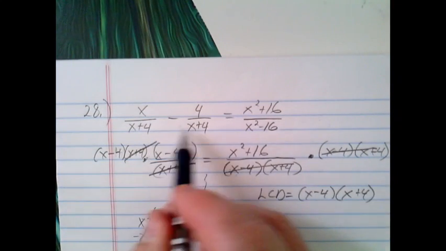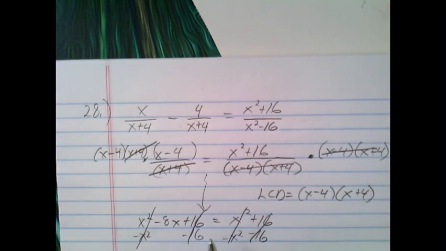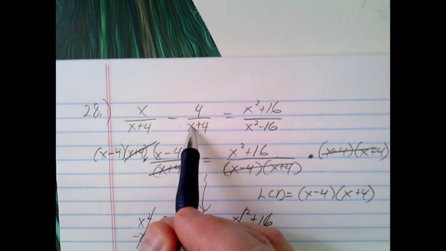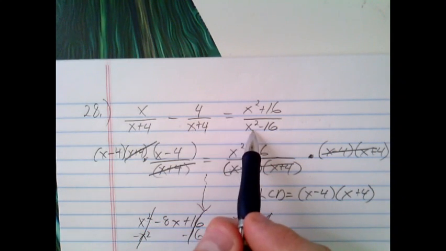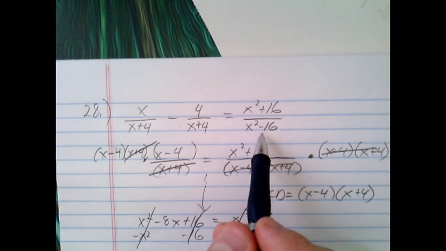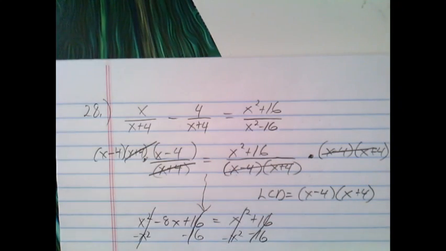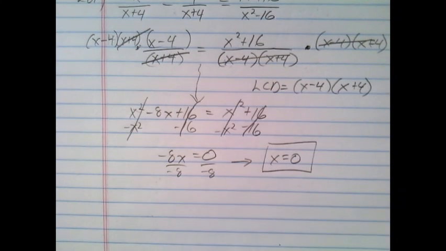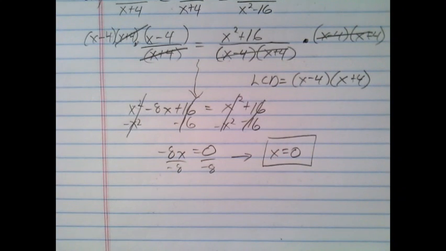Now, I've got to check that. Does that make any of my denominators 0? Well, it doesn't. I'm looking at the original equation. It makes this denominator 4, that denominator 4, and it makes this denominator negative 16. Since it doesn't make any of the denominators 0, it's a legit solution. So that's our answer for 28.